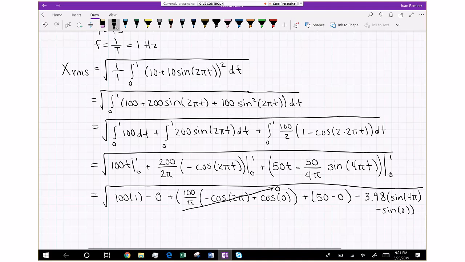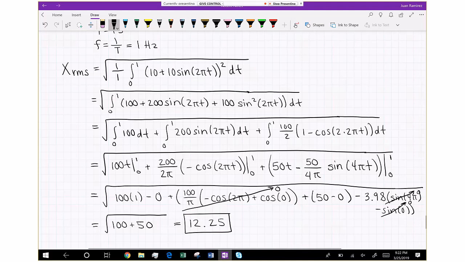Sine of 4 pi is 0, sine of 0 is 0. So this whole term goes to 0. And what you end up with is square root of 100 plus 50. Okay, and our final value is 12.25. That's the RMS value for this sinusoid with a DC offset.